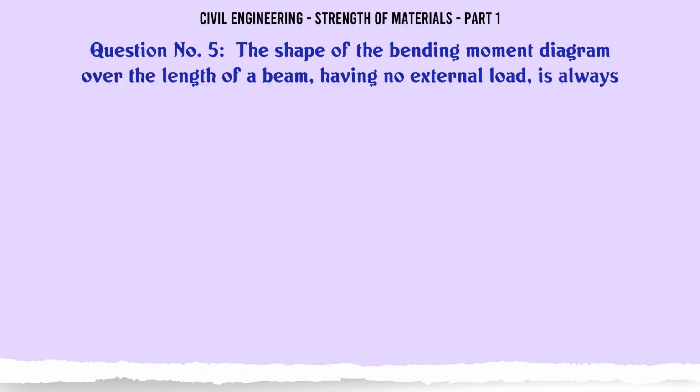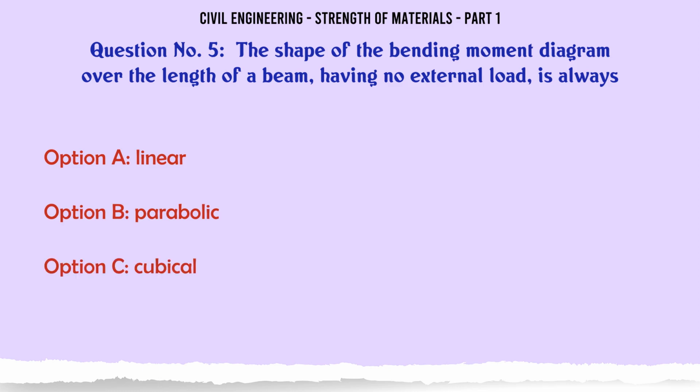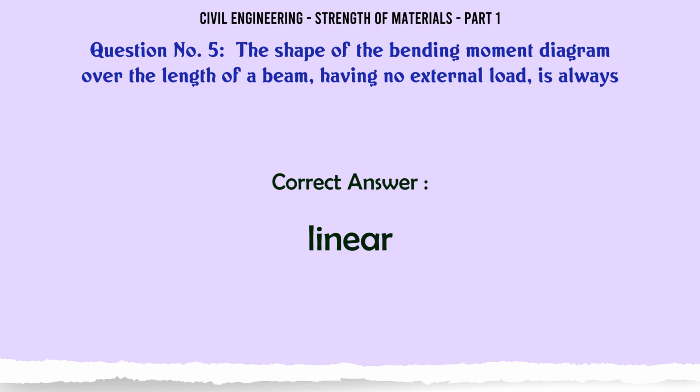The shape of the bending moment diagram over the length of a beam, having no external load, is always: (a) linear, (b) parabolic, (c) cubical, (d) circular. The correct answer is linear.